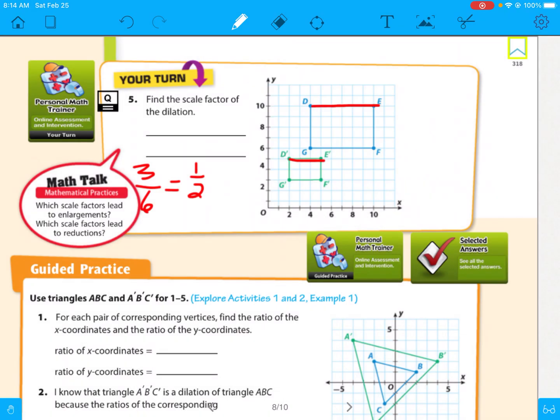Now I'm going to do the next one, we'll just do EF. So E prime to F prime, the new one, is 2. The original, E to F, is 4. 2 divided by 4 is 1/2. So the scale factor is 1/2 or 0.5.